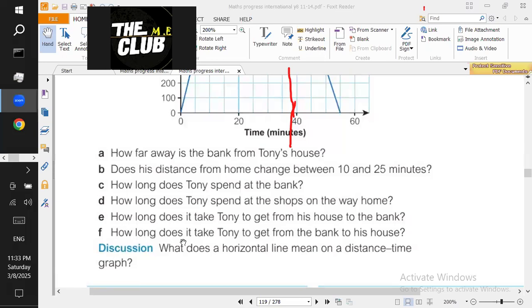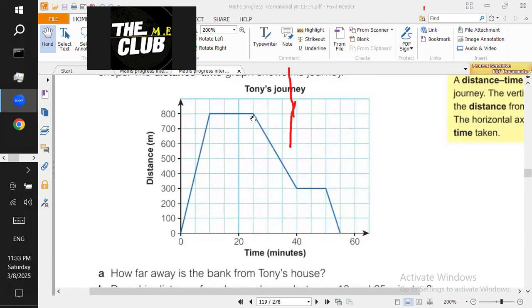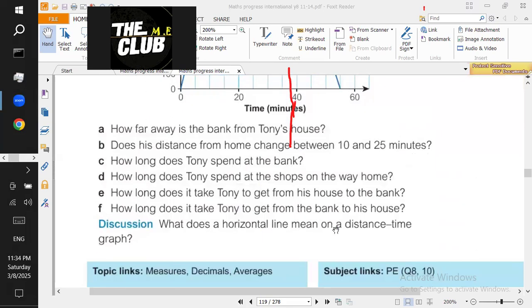How long does it take Tony to get from the bank to his house? This is the bank. This is his house. How long does it take from here? Each box is 5 minutes, as you can see. 5, 10, 15, 20, 25, 30, 35, 40. So from here, which is 25, let's count: 5, 10, 15, 20, 25, 30. So 30 minutes to get to his house.